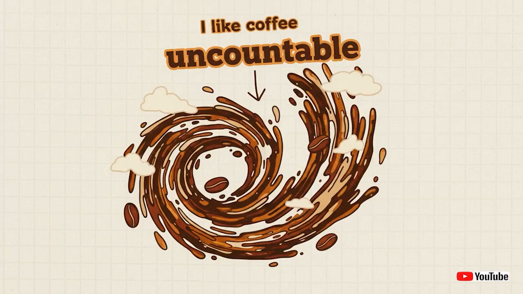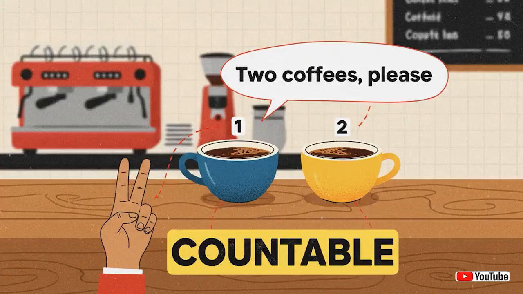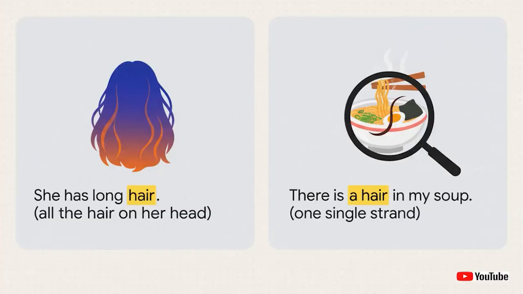For instance, when you say, I like coffee, you're talking about the drink in general as a substance, so it's uncountable. But if you're at a coffee shop ordering, you can absolutely say, two coffees, please. So why is that okay? Because in that situation, coffees is just a shortcut for cups of coffee. You're counting the individual servings. See? Context is king.